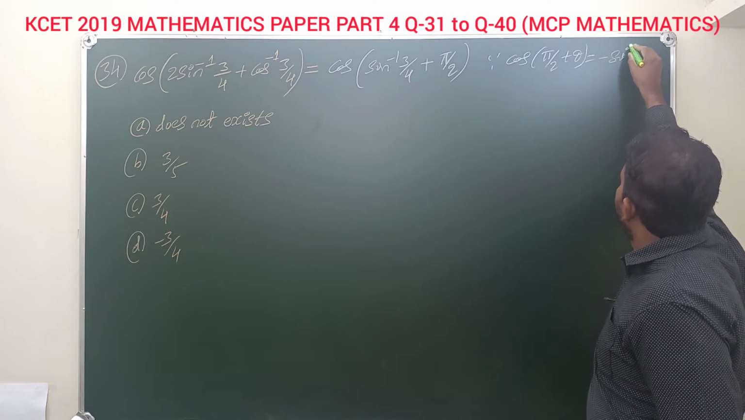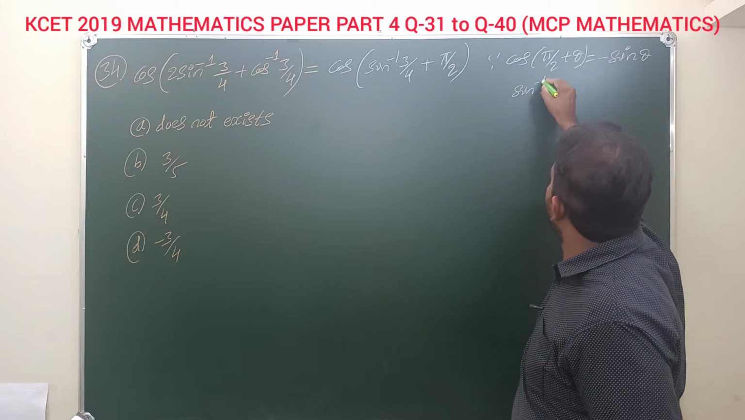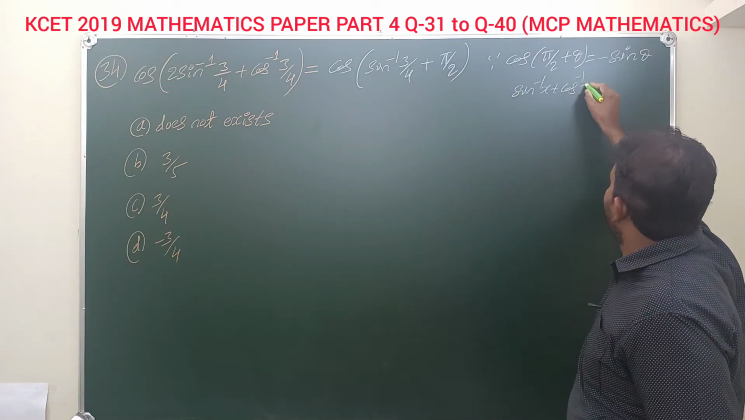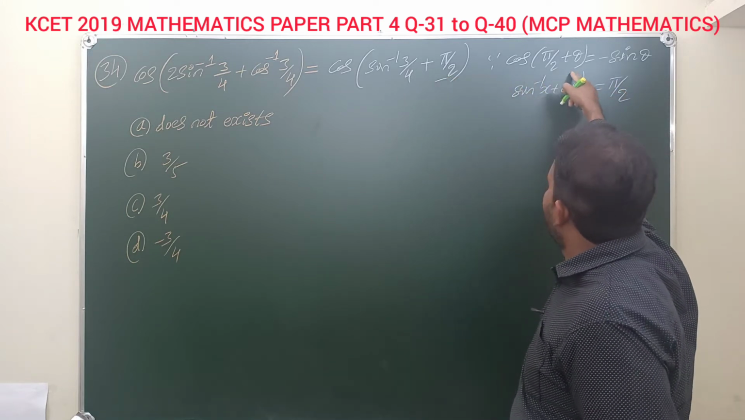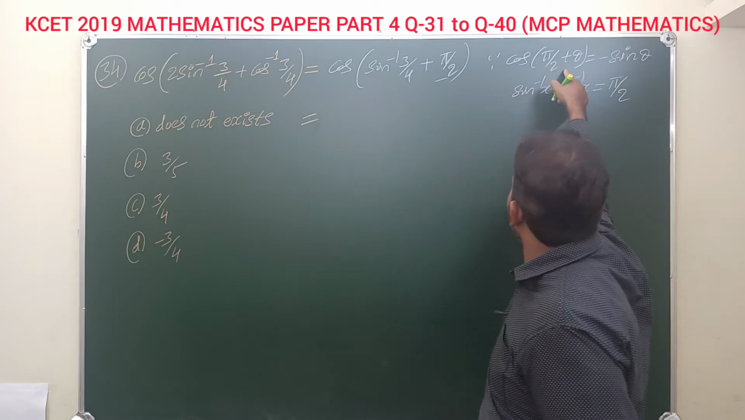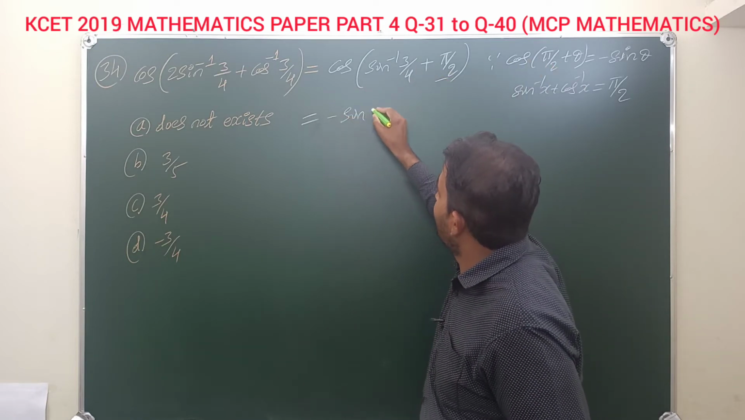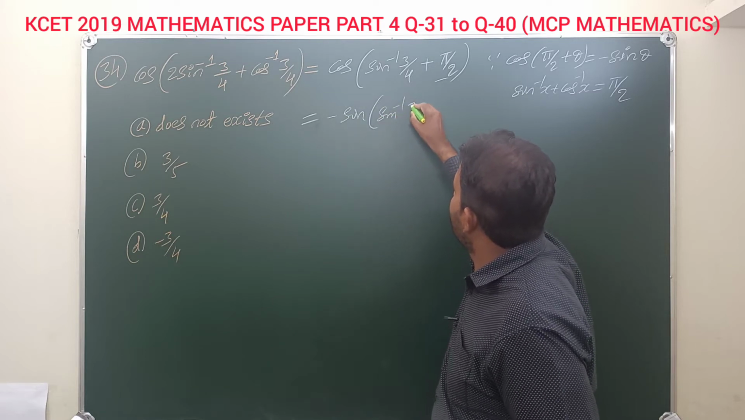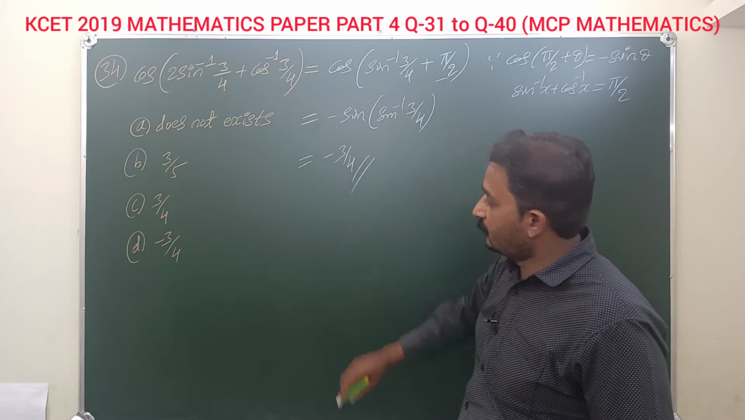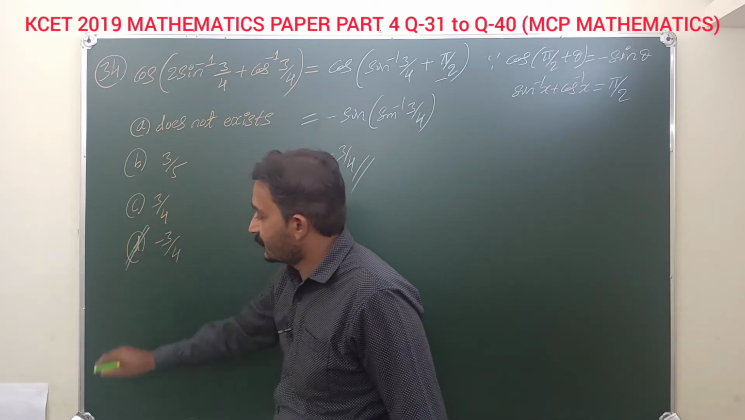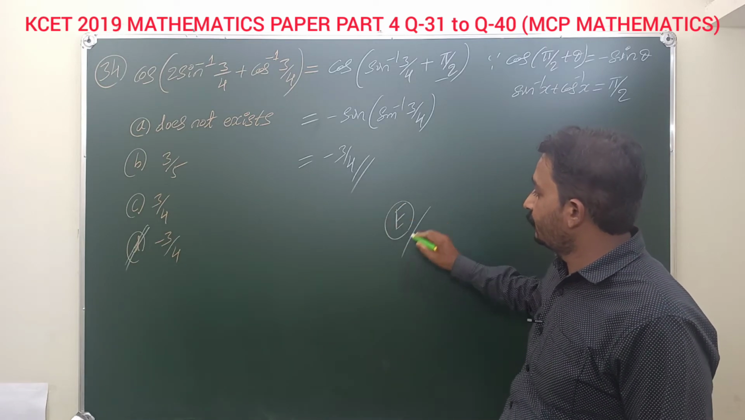Minus sin theta. So here use sin inverse x plus cos inverse x is equal to pi/2. In this way, first we write pi/2, and then using the formula cos(90 + theta) = minus sin theta, we get minus sin of sin inverse 3/4. Now this is equal to minus 3/4. So minus 3/4 is the answer of this question. Option D is correct. Easy question, all the students solve this question. Take down.